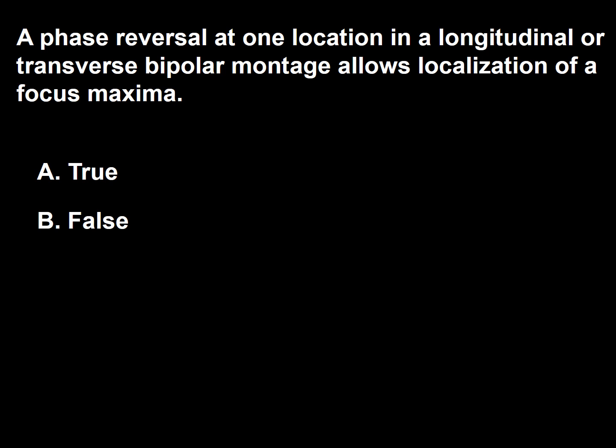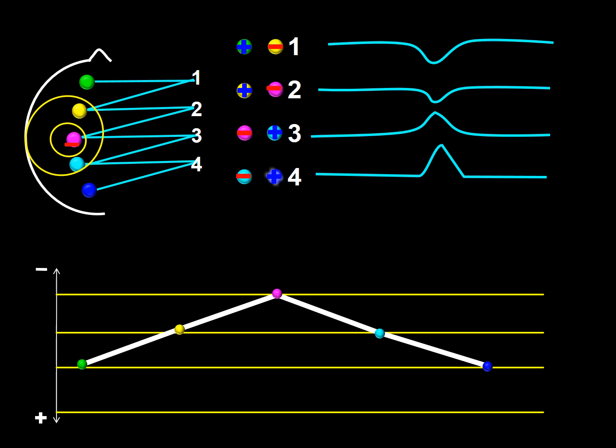Next question. A phase reversal at one location in a longitudinal or transverse bipolar montage allows localization of a focus maxima. A true, B false. This frame shows an isopotential map, a tracing cartoon, and a voltage electrode graph. Please pay special attention to the isopotential map. Notice the position of the electrodes in relation to the voltage source. In this frame, the magenta electrode is right on top of the source.